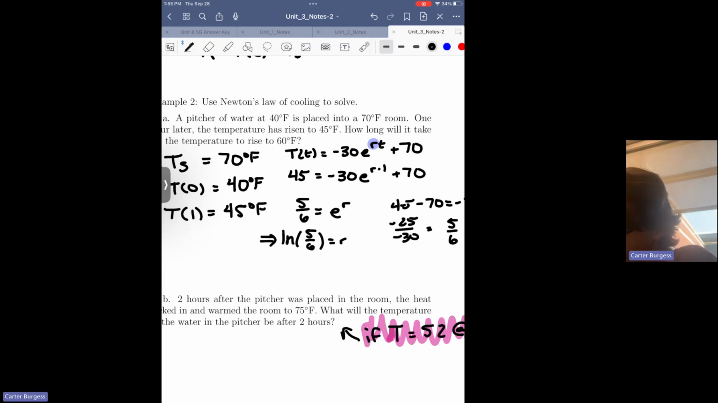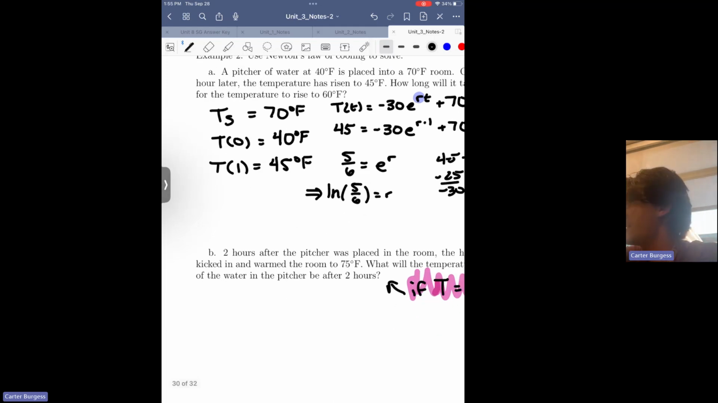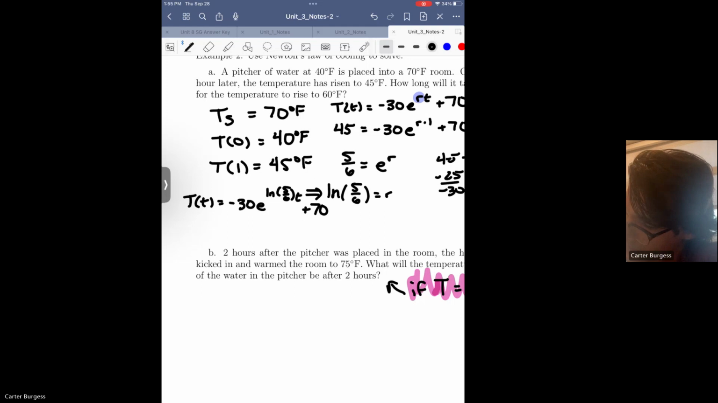All right, very good. And so our formula, we're going to update it. We found that value of r. I get that T of t should now be equal to still negative 30 e, but now to the ln of 5 over 6 times t, plus 70.